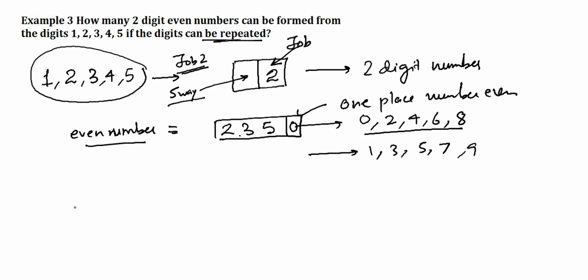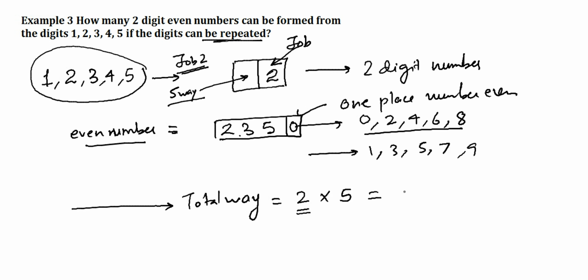So by applying the fundamental principle of counting, the total number of ways would be equal to 2 into 5, that is the number of ways of filling the ones place into the number of ways of filling the tens place. That will be equal to how many ways? 10 ways. So here also we have applied the fundamental principle of multiplication or counting to solve this.